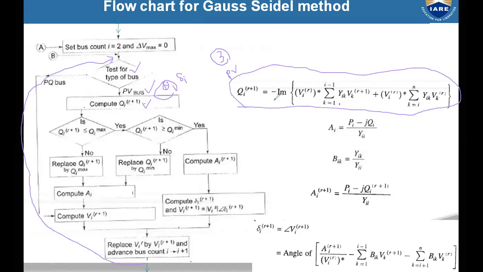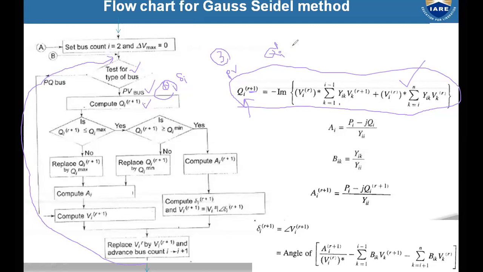Qi^(r+1) is equal to minus the imaginary part of Vi in the previous rth iteration into sigma k equal to 1 to i minus 1 Yik Vk in the (r+1)th iteration, plus Vi in the rth iteration into sigma k equal to i to n Yik Vk^r. By using this expression, you calculate the reactive power Qi at the ith bus during iteration r plus 1. Initially we set the iteration count to 0, so you will get Qi^1 first.